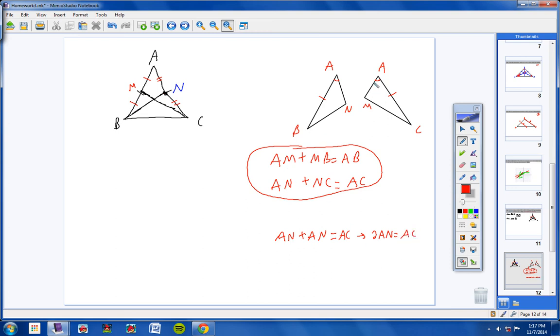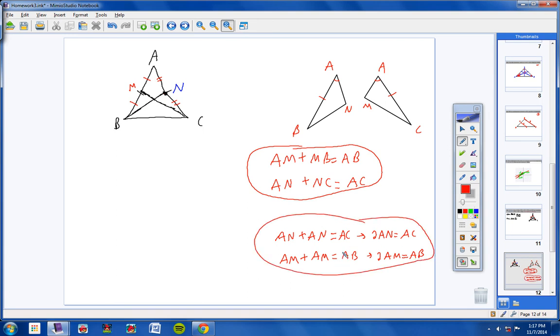Now look right here. I want to keep my AM. What can I put for MB? Well, MB equals AM. So for MB, I can put AM. So I can put AM plus, and then for MB, put AM equals AB, which would give me 2AM equals AB.